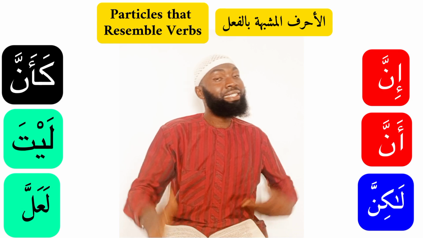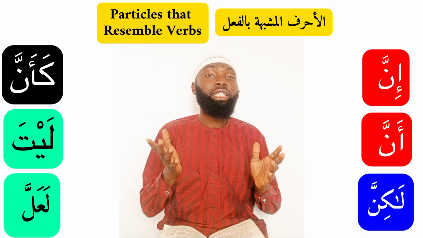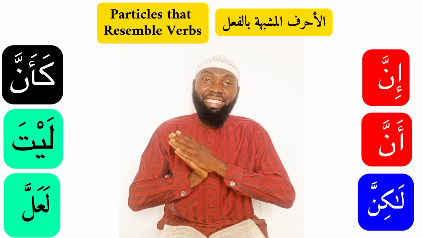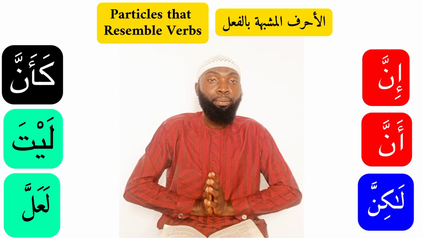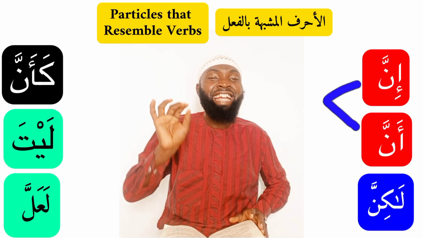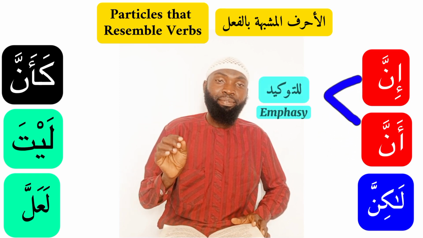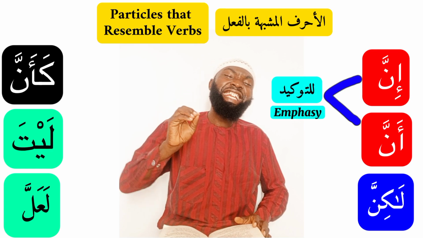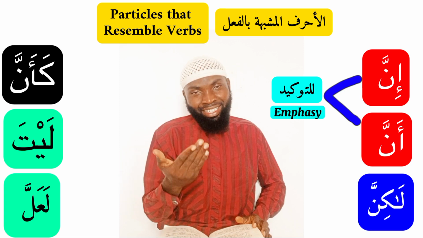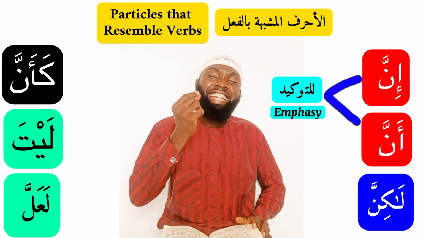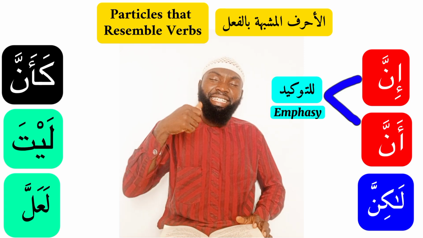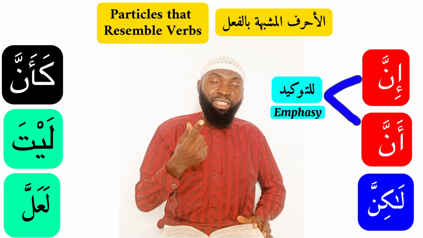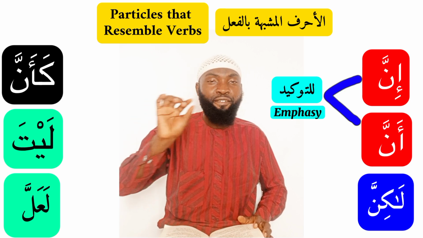The other reason that made them to be called the particles which look like a verb is that these particles, as you can see them, they connote the meaning of a verb. Because when you say inna and anna, they are both used for emphasis. So it's like I emphasize. Do you understand? While the word lakinna, it is like I correct. While the word ka'anna, it is like I'm saying this looks like. While the word laita, I wish. While the word la'alla, I hope or I fear.